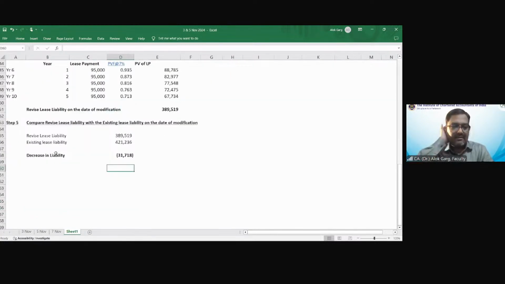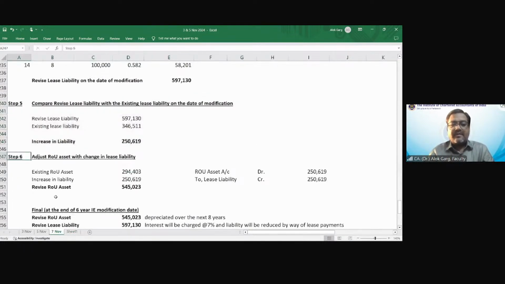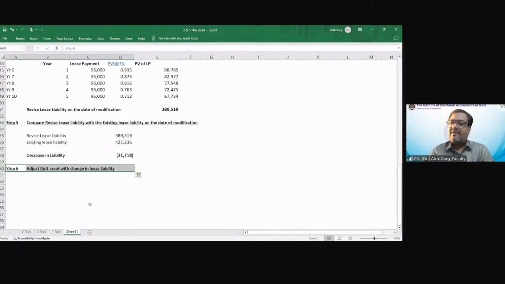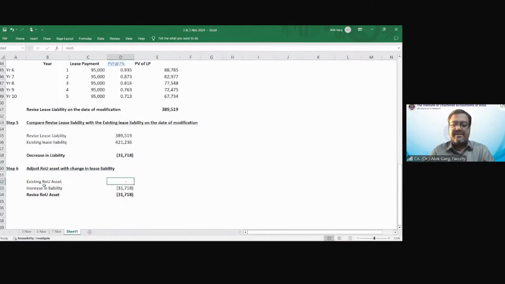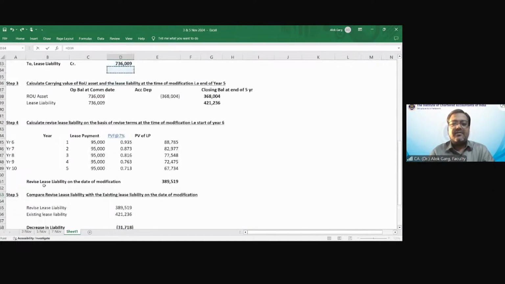क्या करूं अब इस डिक्रीज का? लीज लाइबिलिटी को डेबिट करना, क्रेडिट क्या करूं? ROU asset. Step number 6, adjust ROU asset with change in the lease liability. I'm copying the same steps from the last class. What is my existing ROU asset? My existing ROU asset कितना था? 368,004. यही था ना? Yes, sir.